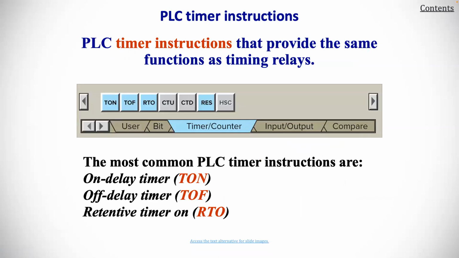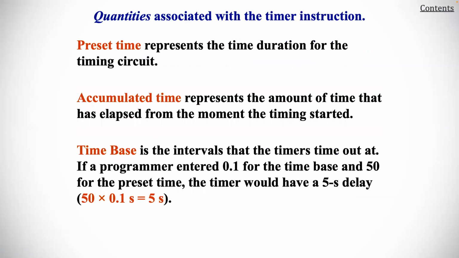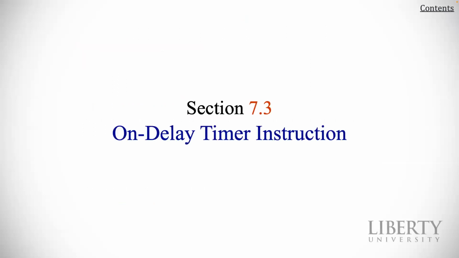For PLC timer instructions, they provide the same functions as timing relays. The most common PLC timer instructions are TON, timer on-delay, TOF, timer off-delay, and RTO, retentive timer on. Here are some quantities associated with the preset time, accumulated time, and time base. So you'll want to be thinking about those when you're trying to program for those things.